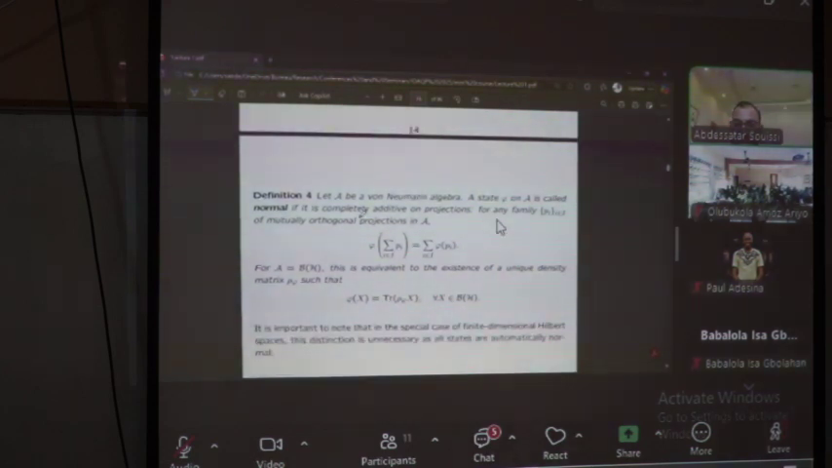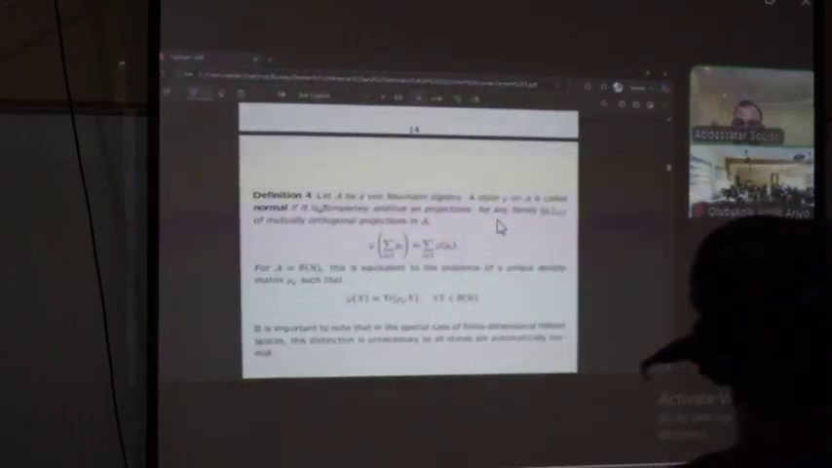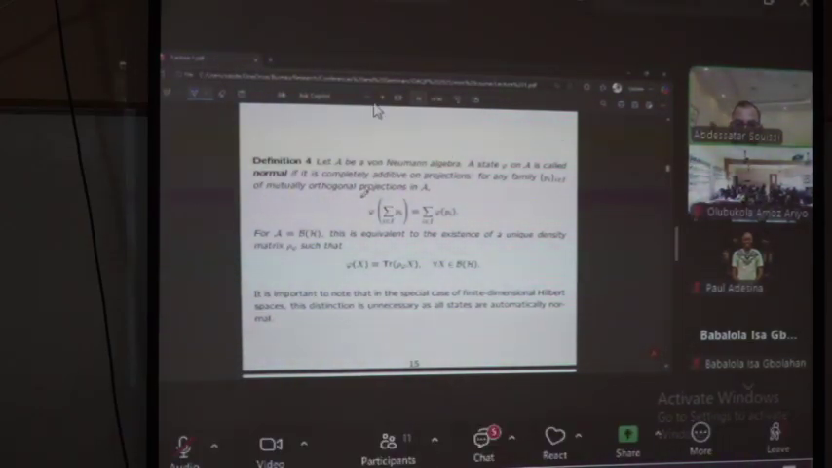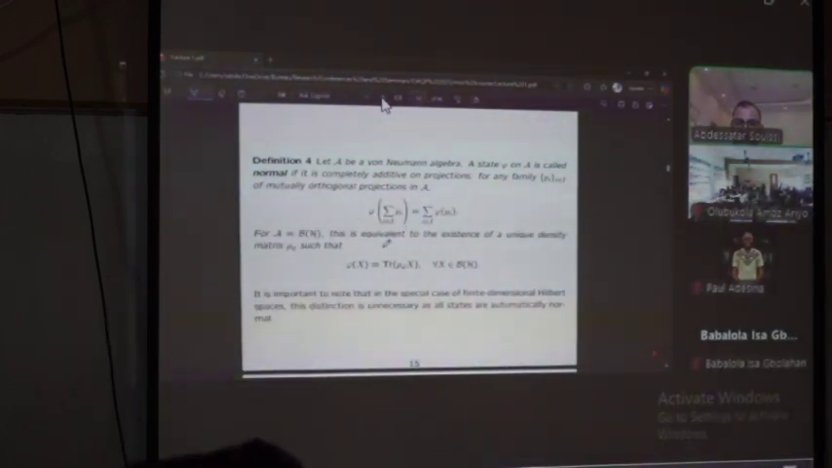Now we define what a normal state is in a general von Neumann algebra. Also, I use the soft version of the definition: for mutually orthogonal projections, phi of the sum is the sum of phi. In finite dimensions this is somehow useless because every state is normal.